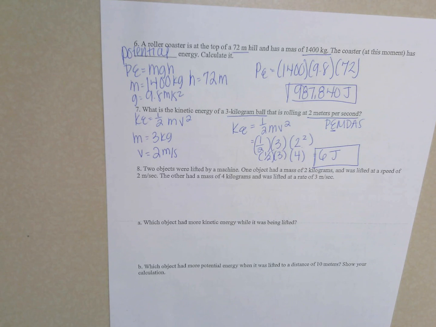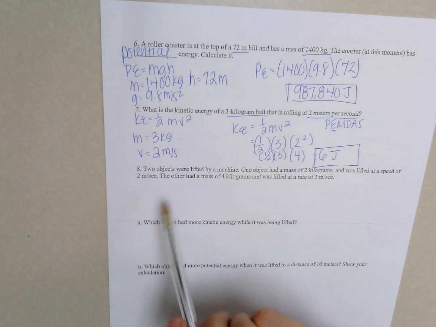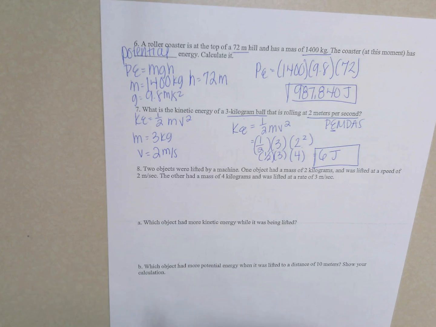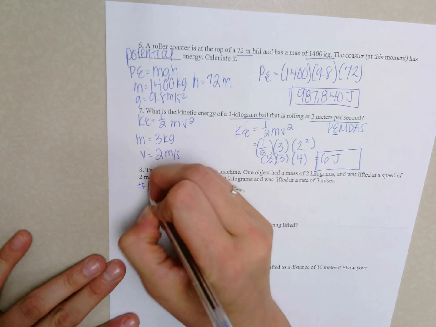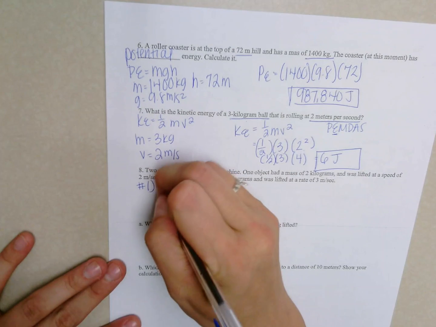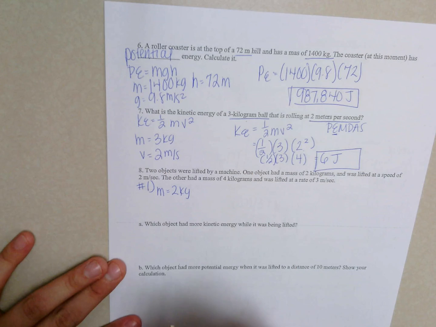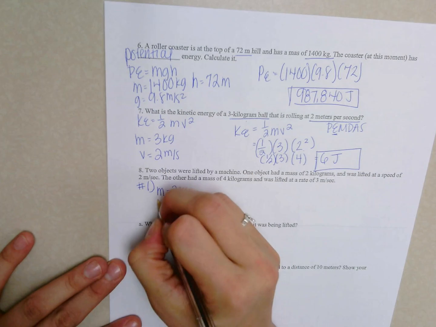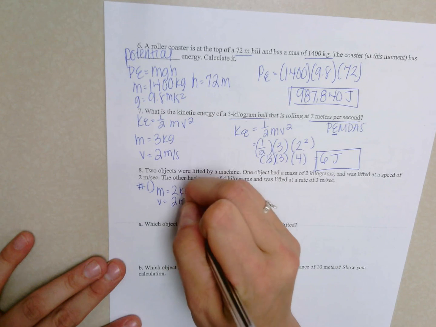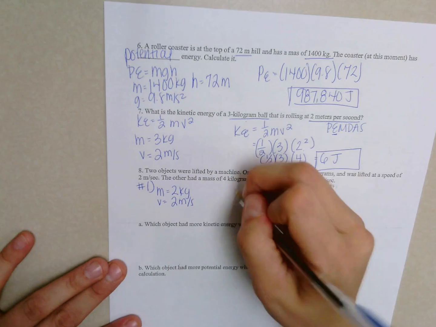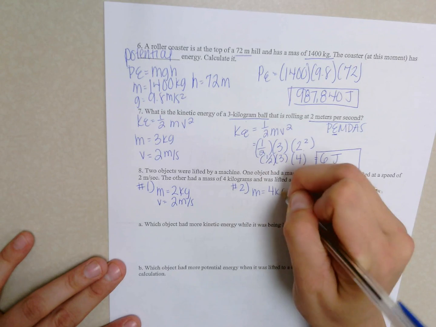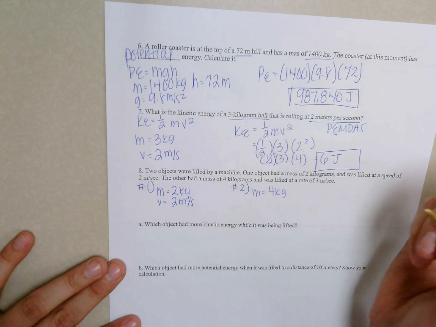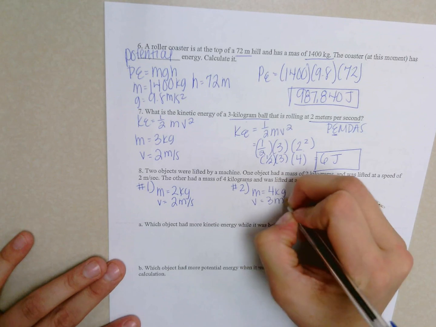For this next problem, I'm going to start at letter A, but I do want to give you the preface to number 8's question. So 2 objects were lifted by a heavy machine. We've got one object, object number 1, which has a mass of 2 kilograms and was lifted at a speed, so a velocity, of 2 meters per second. Then there was the other object with a mass of 4 kilograms and was lifted at a rate of 3 meters per second, so a velocity of 3 meters per second.